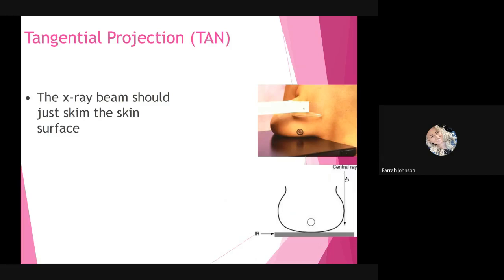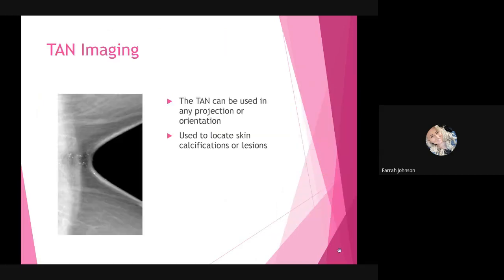As notated in this image, the central ray is going to barely skim the external surface of whatever orientation of the breast that you are looking at. The tangential can be used in any projection or orientation, and it's used to locate skin calcifications or lesions. So, for example, this is a tangential image of the cleavage. They're looking at these calcifications, trying to determine are they in the skin or are they deep within the breast tissue.